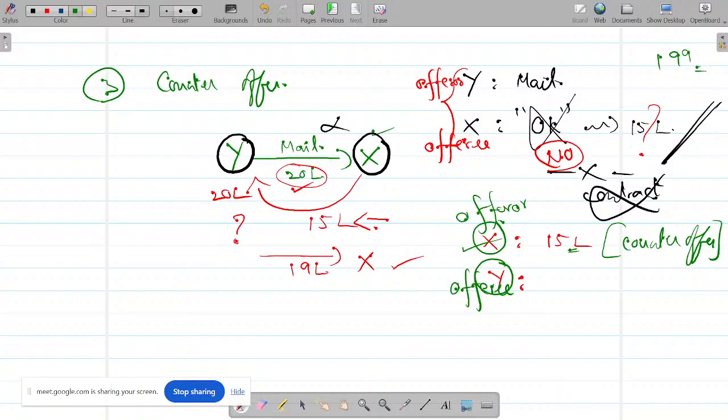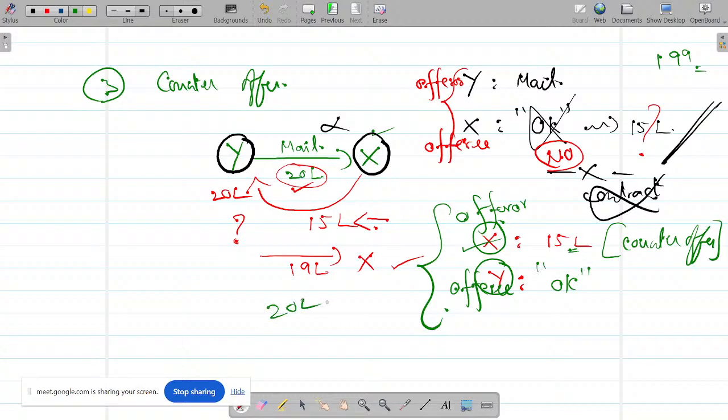Only after the sale takes place can we say he's the buyer and he's the seller. Okay, so who is the offerer here? X. Who's the offeree? Y. In case he is not accepting it, Y is not willing to sell.